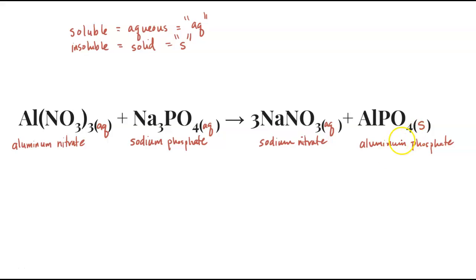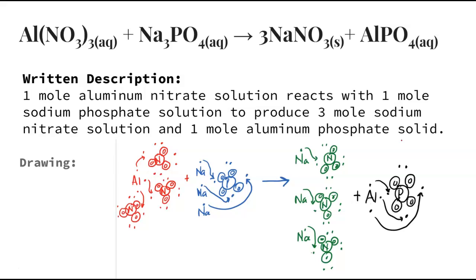So now with that, we're able to actually write a written description. We take a look at the numbers or the coefficients in front. Remember, if there is no coefficient, we're going to assume 1. Otherwise, if there is a number, then we can state that number. So in my written description, I would say 1 mole of aluminum nitrate solution reacts with 1 mole of sodium phosphate solution to produce 3 moles of sodium nitrate solution and 1 mole of aluminum phosphate, solid.